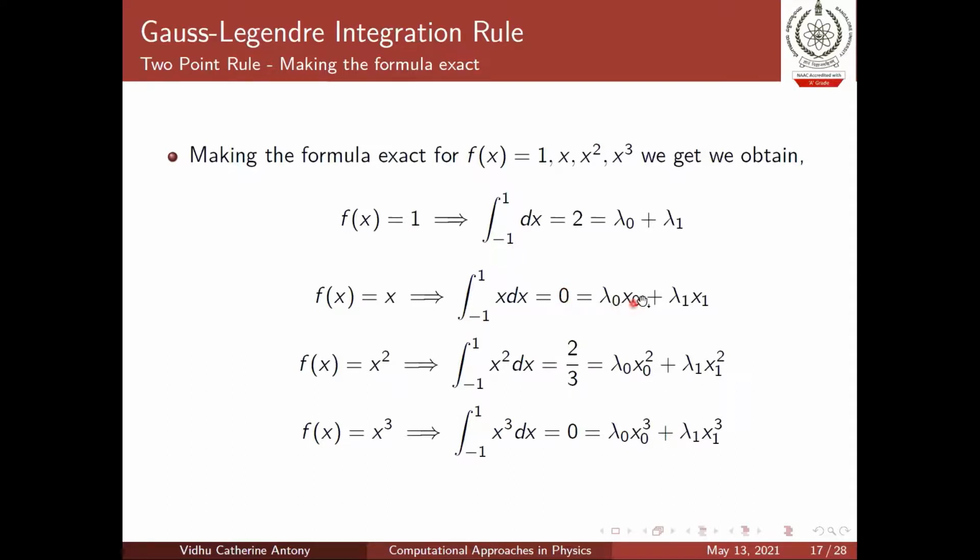Okay, so you have lambda naught x naught plus lambda 1 x1. I hope you get the point. We're trying to make formulae here so that we can evaluate integrals. It seems illogical. Why am I doing this for such a simple thing? We're not doing this for such a simple thing. We're trying to make an algorithm to do the integration for other functions.